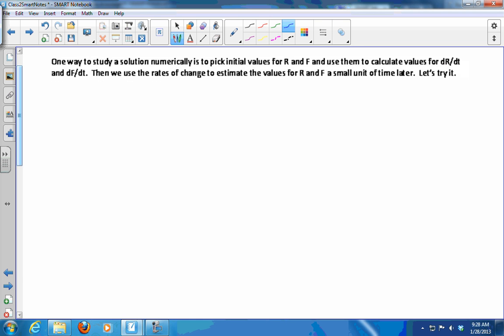So one way to study a solution numerically is to pick some initial values for R and F, use them to calculate values for dR/dt and dF/dt, and then use the rates of change to estimate the values for R and F a small unit of time later. So I'm just going to show you very briefly what it looks like. But generally, we have a computer do this for us, but I'm going to show you what the computer would do. So let's just let the number of rabbits start out at 12 and the number of foxes start out at 2.